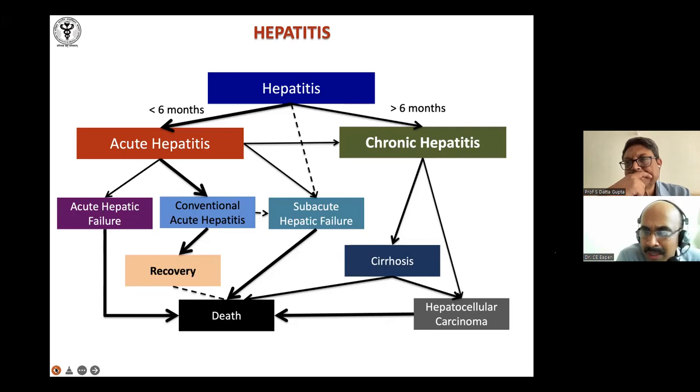Thank you, sir. Dr. Manmohan has asked, in patchy liver disease, how can we increase the yield of liver biopsy?